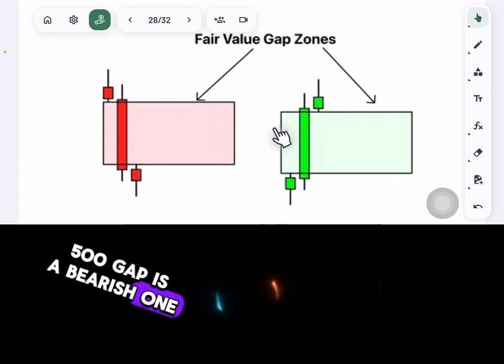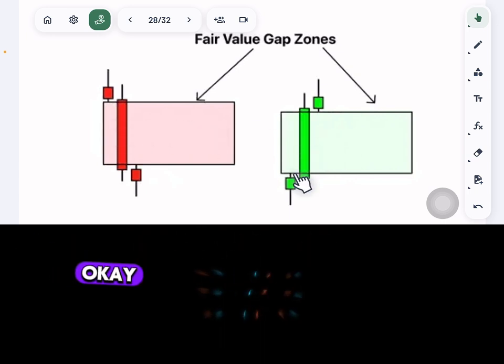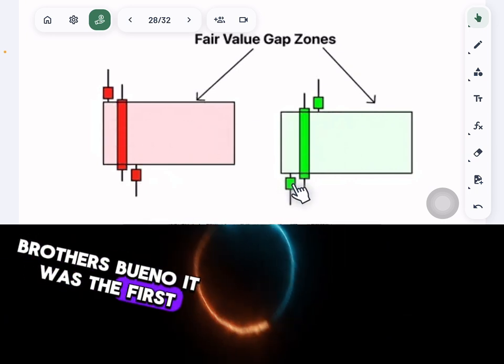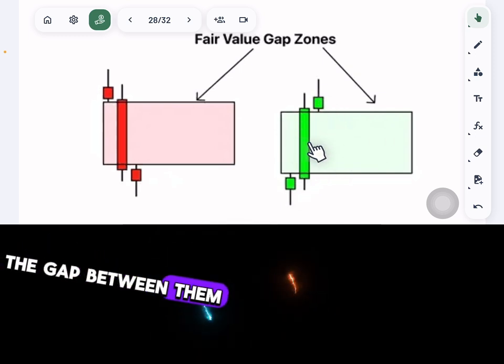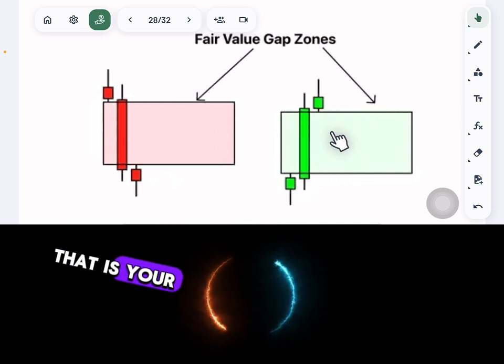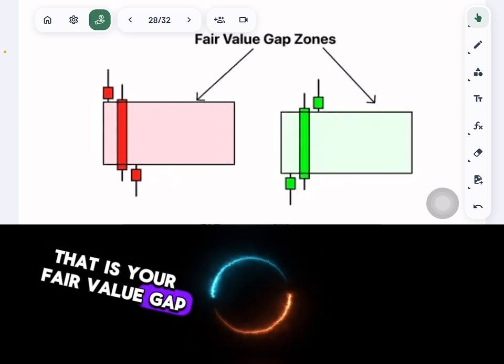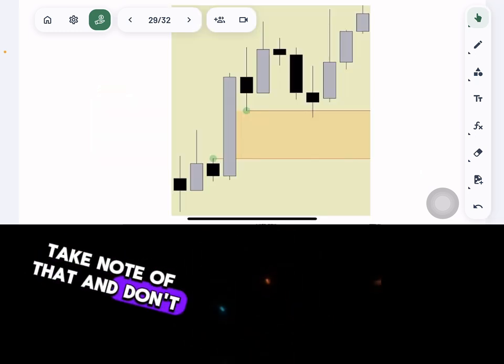This is a bearish one and this is a bullish one. Okay, price was going up, it was the first bullish candle, second one and the third one. So the gap between them, that is your fair value gap. Take note of that and don't forget it.